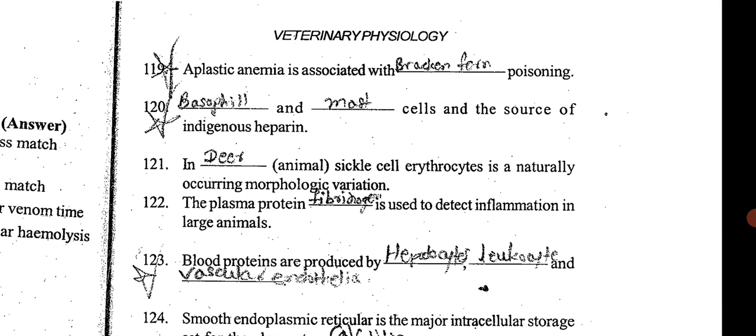Plasma protein fibrinogen is the inflammation detector and can be used to detect inflammation. Deer has sickle-shaped erythrocytes. Basophil and mast cells are the source of indigenous heparin. Heparin can be obtained from basophil and mast cells. Aplastic anemia is associated with Bracken-Fern poisoning.